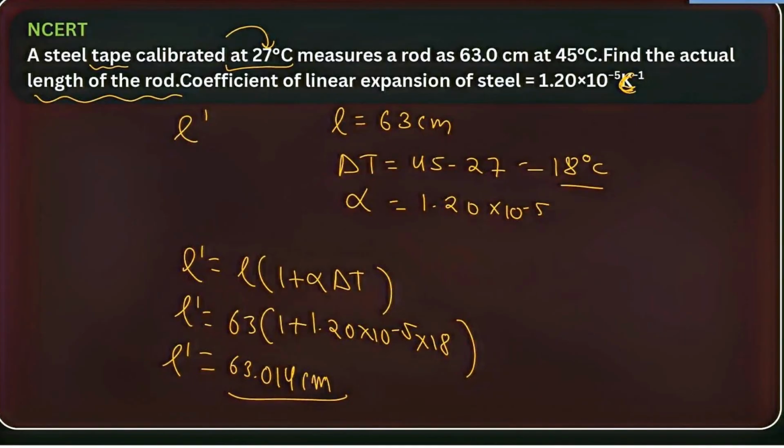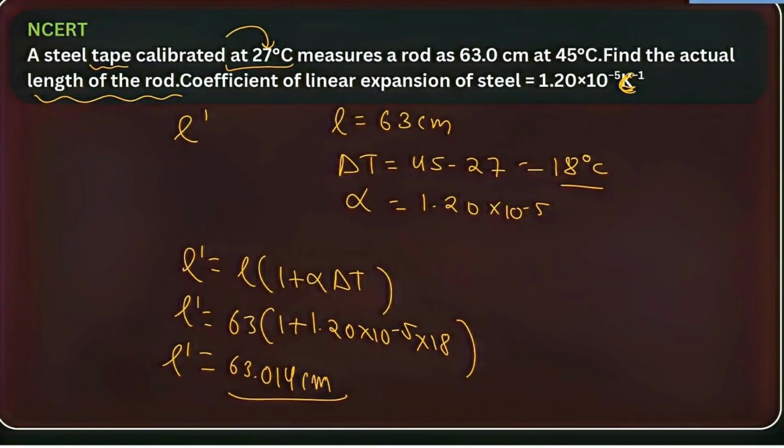There are some questions. Let's do it. The question is: a steel tape calibrated at 27 degrees Celsius measures a rod as 63.0 centimeters at 45 degrees Celsius. Find the actual length of the rod. Coefficient of linear expansion of steel is 1.2 × 10^-5 per degree Celsius. L = 63 centimeters. ΔT = 45 - 27 = 18 degrees Celsius. α = 1.2 × 10^-5. L' = L(1 + αΔT) = 63(1 + 1.2 × 10^-5 × 18). L' = 63.014 centimeters. Answer.